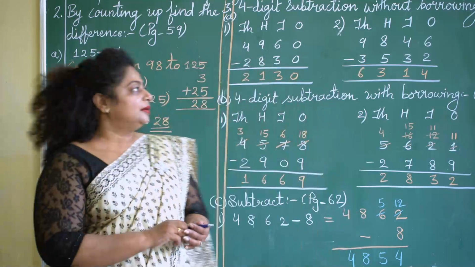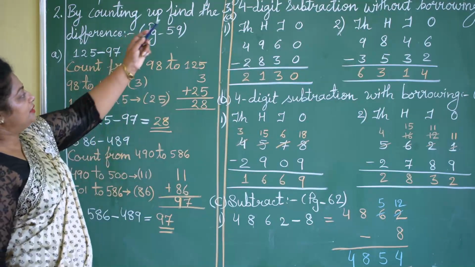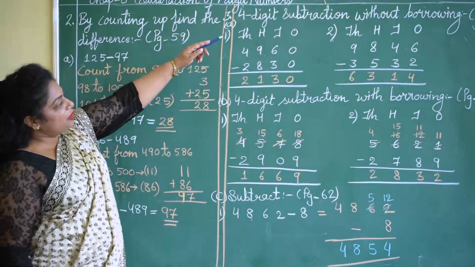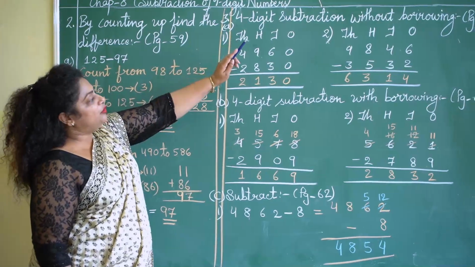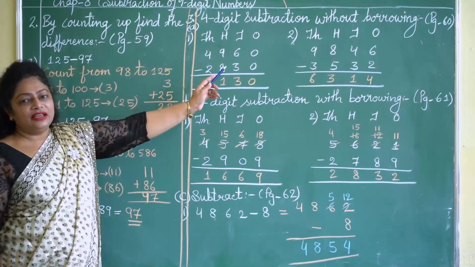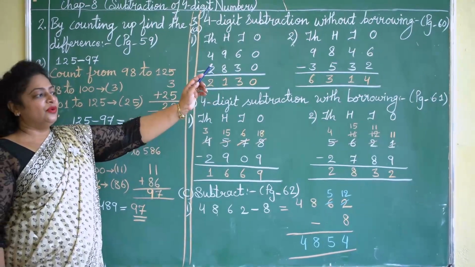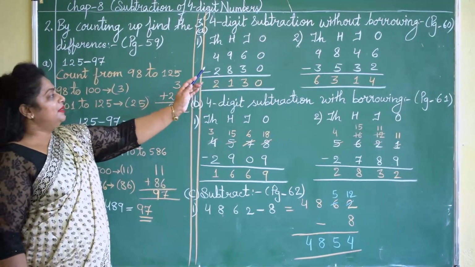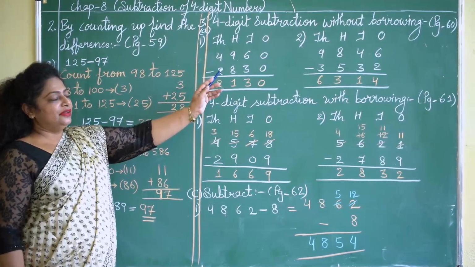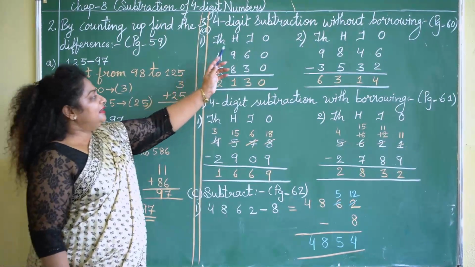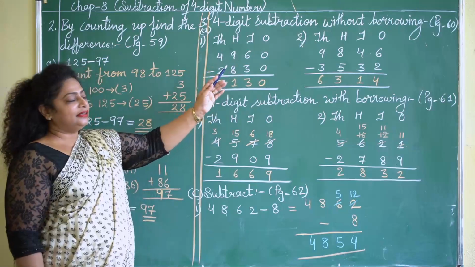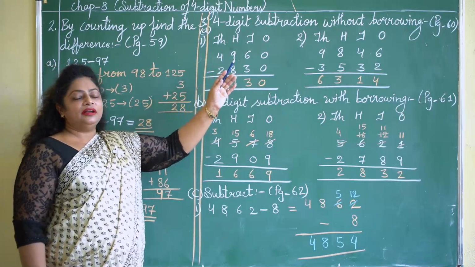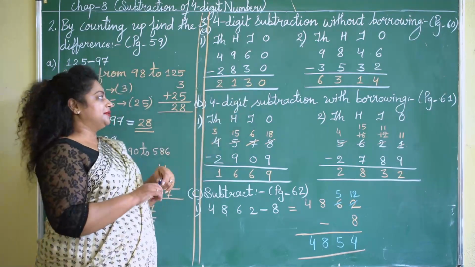Now let us come to the next question. Question number 3 is given on page number 60. 4-digit subtraction without borrowing. Children, this is very easy. You have already done it in class 1 and 2 also. Simple subtraction, addition, everything. But in this chapter we are learning about 4-digit numbers. So we have to subtract 4-digit numbers. We have to learn how to subtract 4-digit numbers.